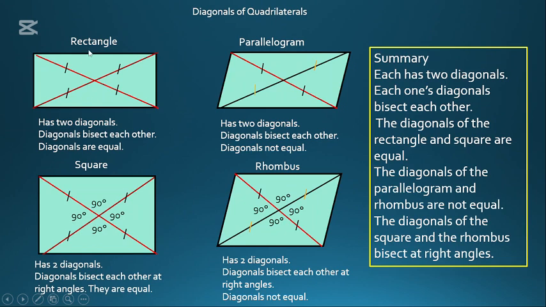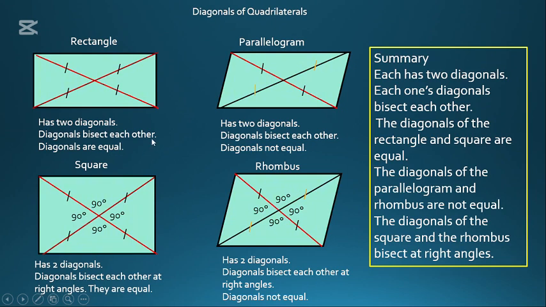Now the diagonals of the rectangle and the square, this is important, they are equal. Alright, in the rectangle and in the square, the diagonals are equal. The diagonals of this parallelogram here and the rhombus, they are not equal. The diagonals of the square and the rhombus bisect at right angles, or at 90-degree angles.